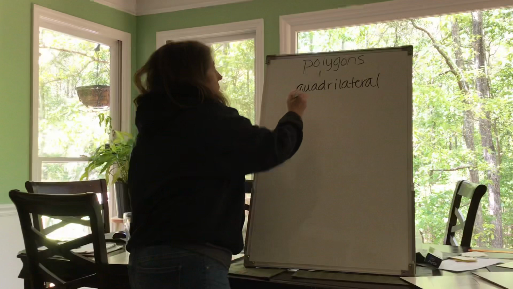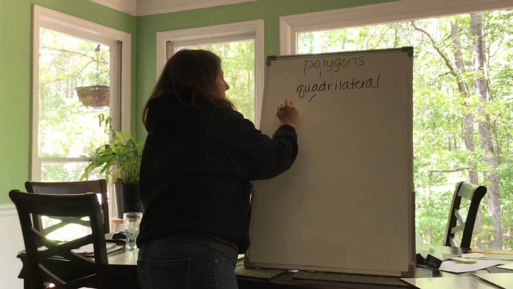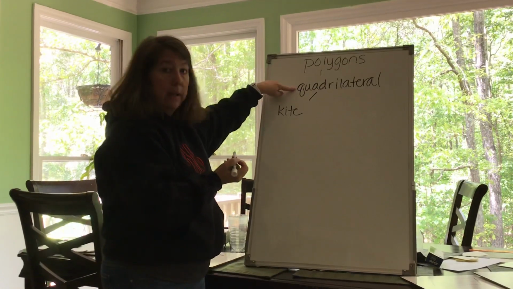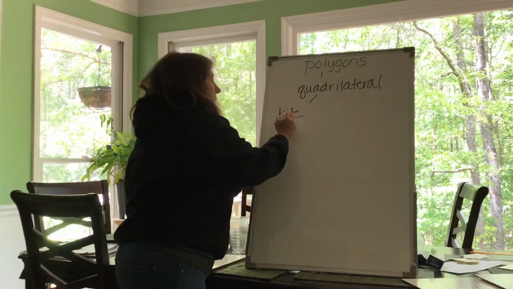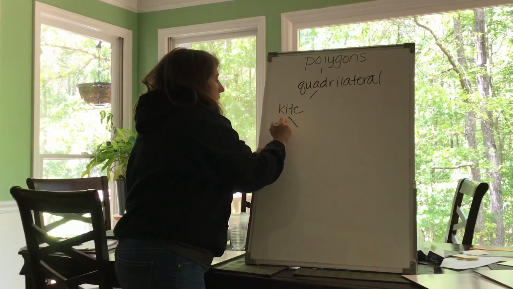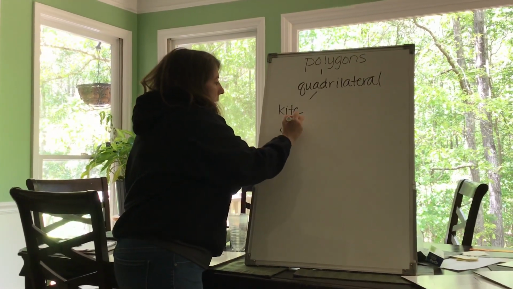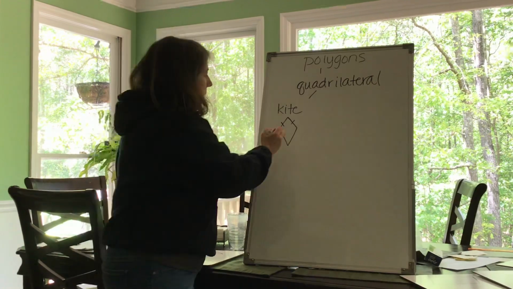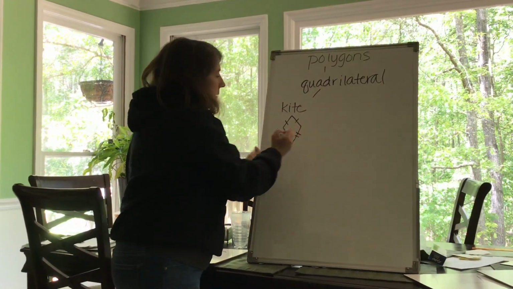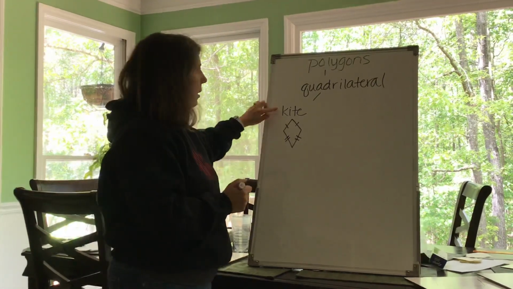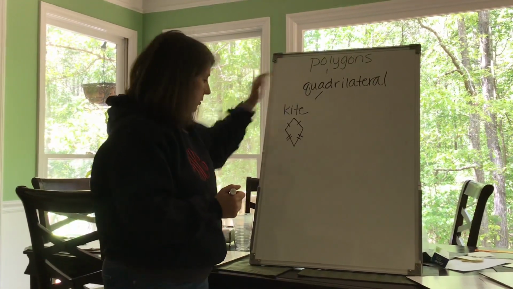There is a quadrilateral that could be a kite. A kite is four-sided, it's closed, and the adjacent sides are congruent. So that means this side and this side are the same length, and this side and this side are the same length. And that would be a kite. And remember, a kite is four sides, so it's also a quadrilateral.